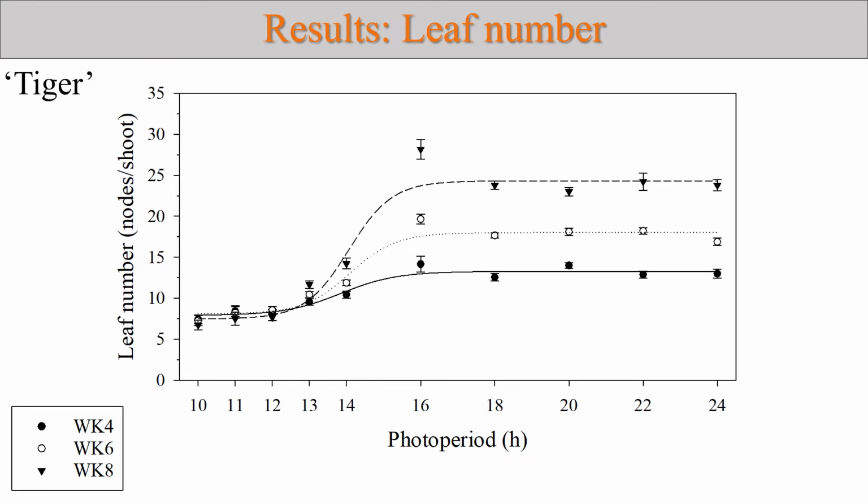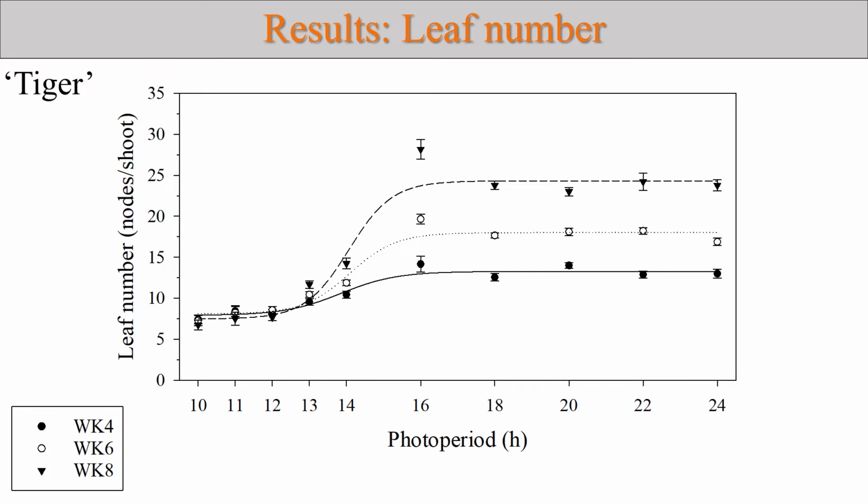Now what we're looking at finally here is Tiger for leaf number. And again, same figure, photoperiod on the x-axis, leaf number on the y-axis. What we're seeing here for the flowering photoperiods from 10 to 13 hours is really not any growth. At 14 hours, we start to see just a tiny bit of growth week to week from week 4 to 6 to 8. And then we really start to see those first jumps at the 16-hour photoperiod from week 4 to 6 to 8. And then from 18 to 24, we really don't see any differences in how much they're growing across these photoperiods.